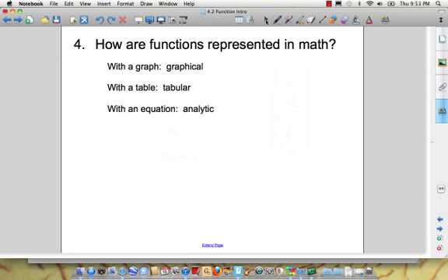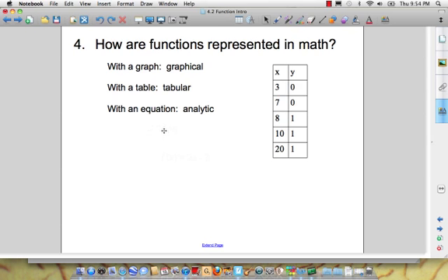Okay, how are functions represented in math? Well, they can be represented with a graph. That's what I showed you on the previous screen, although that one wasn't a function. They can also be shown as a table. So here you have a table. This is the function, I just made it up, that pairs odd numbers with 0 and even numbers with 1. So that's a function because each input, or x value, only has one output. All right, so that's tabular format.